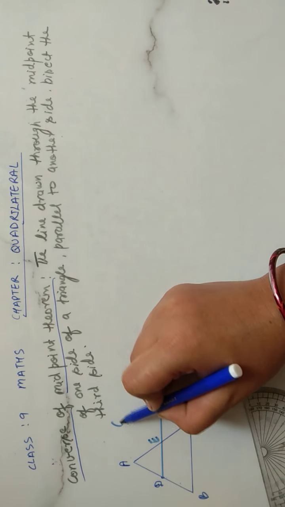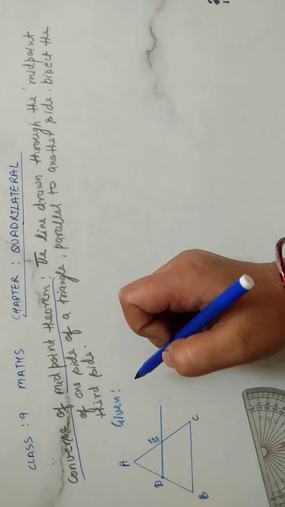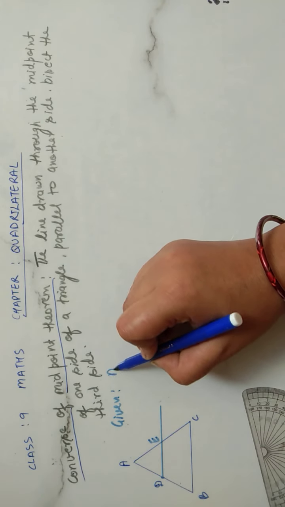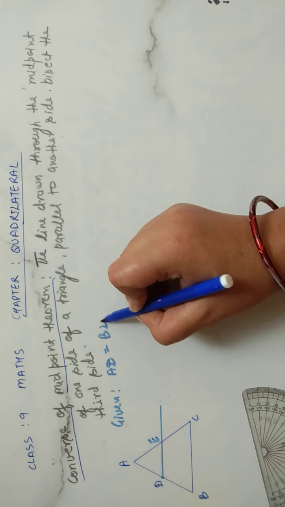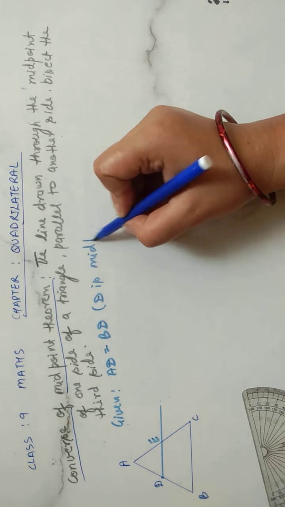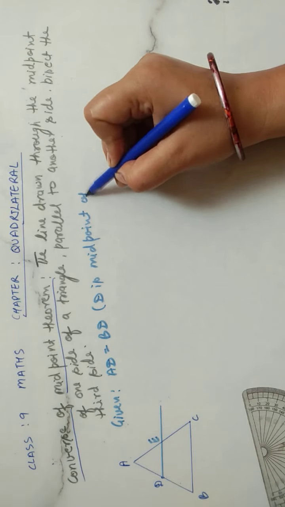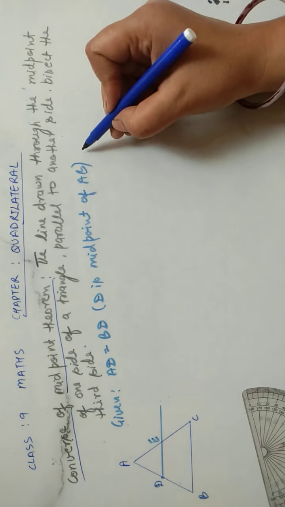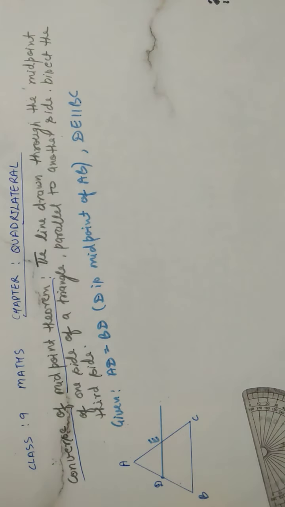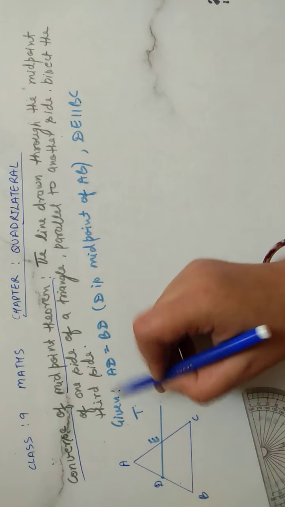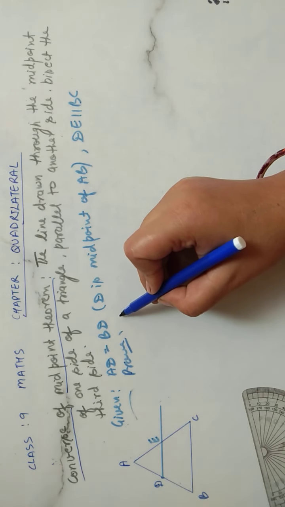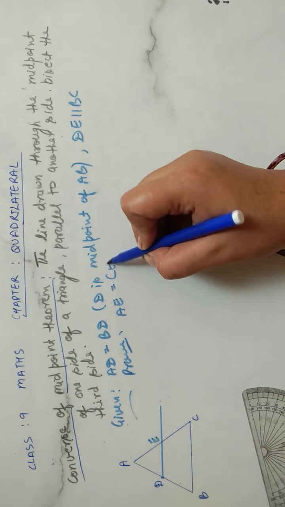Just see what things are given to us and how we will prove it. First of all, D is the midpoint of AB, which means AD is equal to BD. It is given to us. And the second thing given to us is that DE is parallel to BC. These two things are given. Then what we need to prove is that AE is equal to CE.